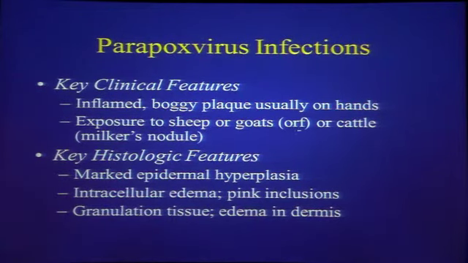Parapoxvirus infections, again, ORF, Milker's nodule. There are a lot of other different types of parapoxvirus diseases that you can read about in the literature. These all tend to give you this prominent epidermal hyperplasia with intercellular edema, pink inclusions, and a dense infiltrate in the dermis with prominent edema. So here's an example, again, this sort of boggy plaque on this guy's hand.